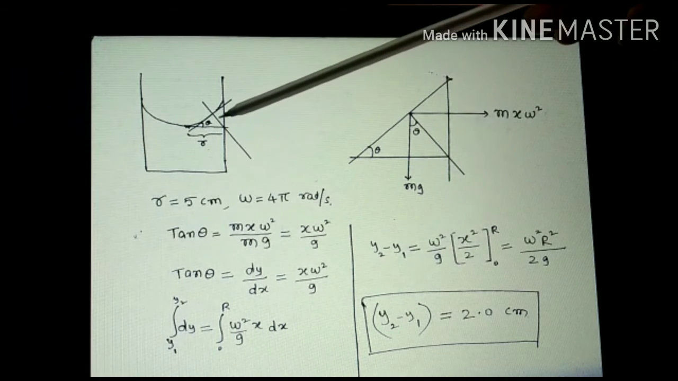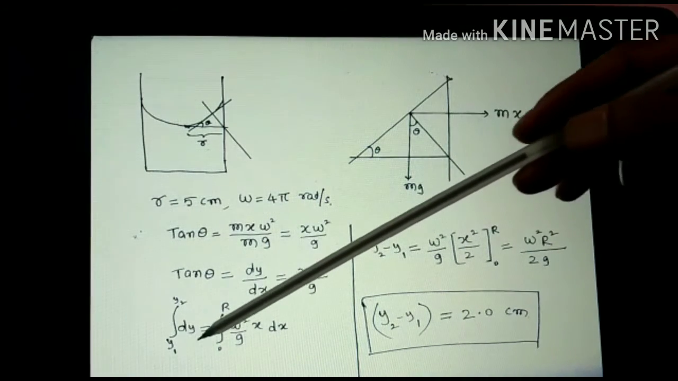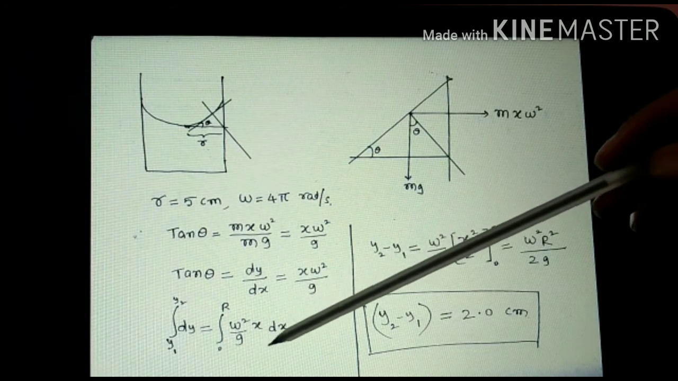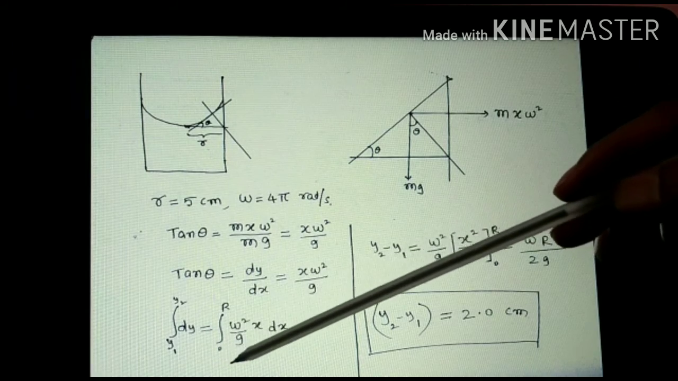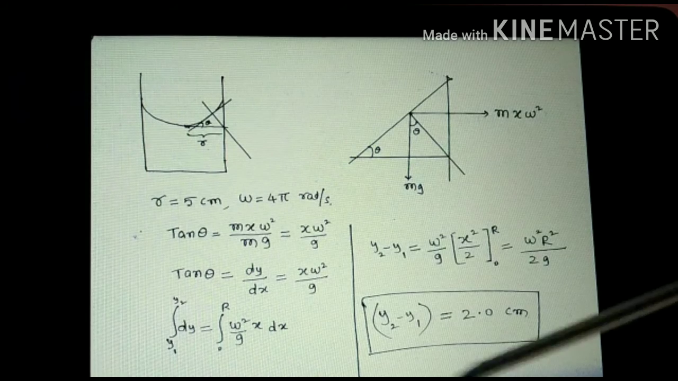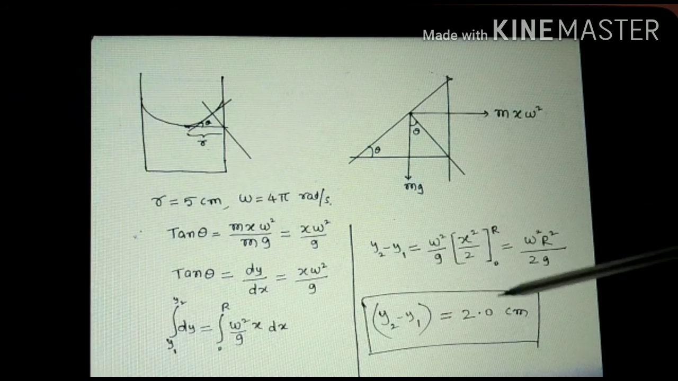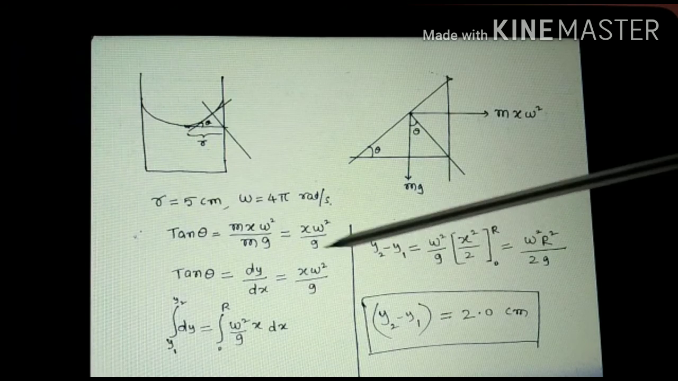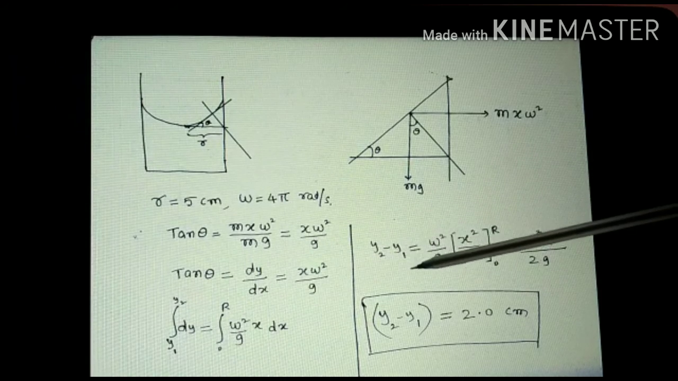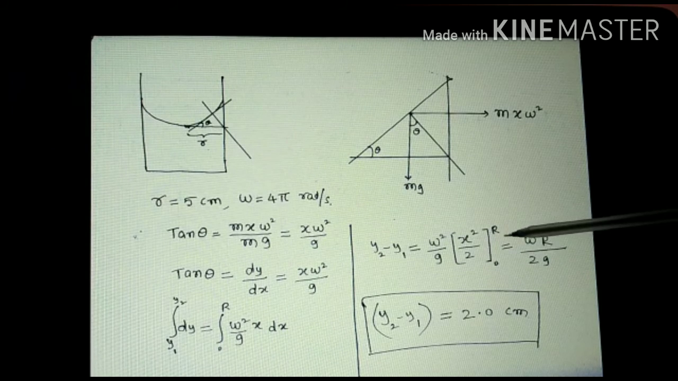Now I am integrating. dy means what? Rise in water level. So integration of dy from initial limit y1 to y2 equal to integration of omega square x by g into dx. Limits along the x-axis from 0 to r. So simply omega square by g constant take out. Integration of x dx is x square by 2. Integration of dy is y. You have to substitute the limits y2 minus y1, upper limit minus lower limit. So y2 minus y1, the rise in water, is equal to omega square by g into x square by 2. You substitute the limits 0 to r.